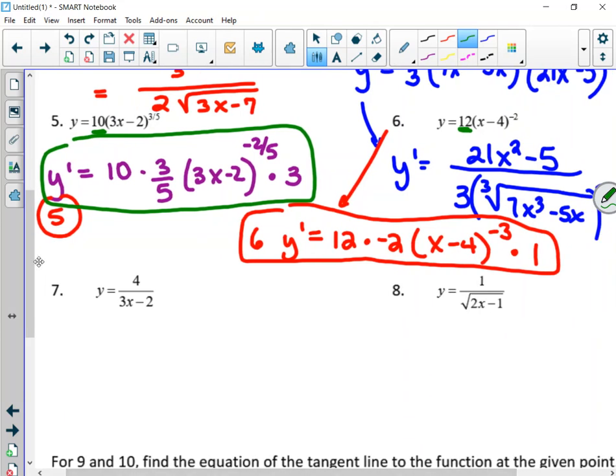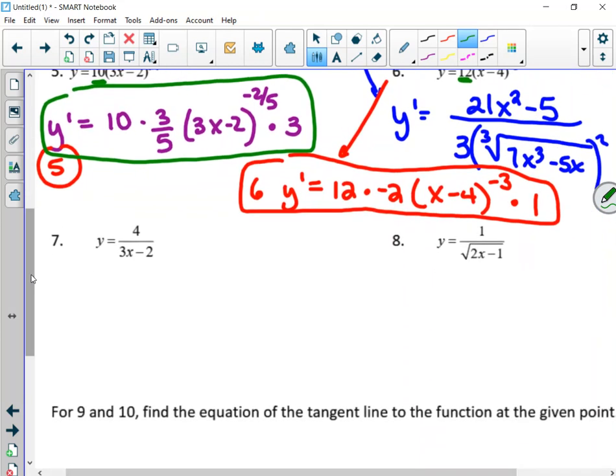The other thing I wanted to show you as we're working through some of these chain rule problems is oftentimes a chain rule might sneak into another problem and actually make it a little easier. A good example of this is a quotient rule problem, like 7 and 8 are both quotient rule problems initially, with a constant numerator.